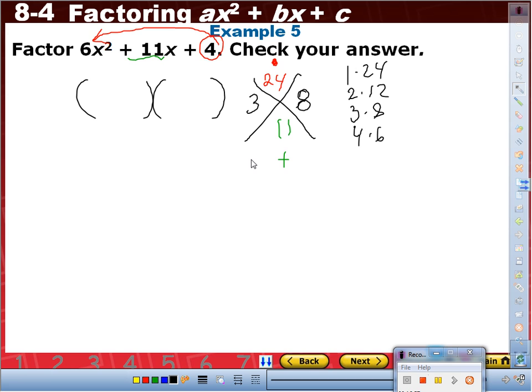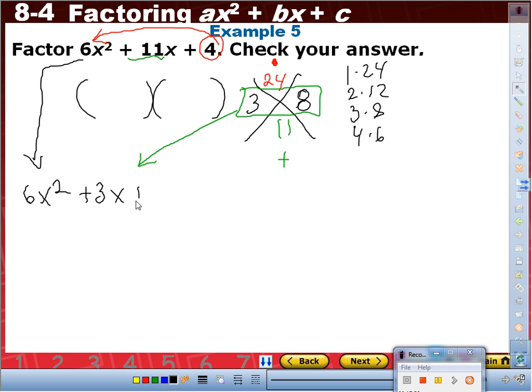Okay, so now check this out. This is where it differs from everything else that we've done. I'm not going to write these in here because we haven't factored the first term. So this is what I'm going to do. I'm going to bring this down, 6x squared. Now, 3 and 8 gave me 11. Where did 11 come from? The middle term, right? So instead of 11x, look what I'm going to do. I'm going to write plus 3x plus 8x. Everybody see what I did? Then I'm going to bring the last term, and I'm going to write plus 4.